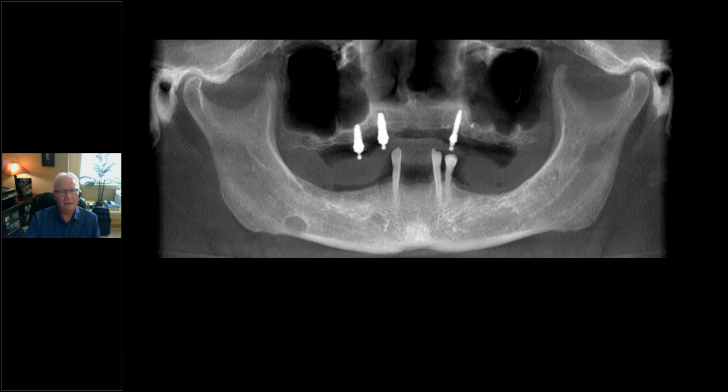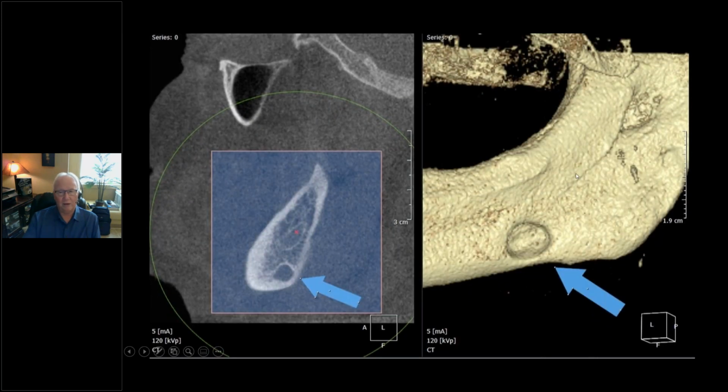How do I know that? Well, with cone beam, it's real easy. All you do is a 3D rendering. We're looking from the tongue side, and there is the anomaly. It's where the salivary gland tissue has remodeled the inside, and they can take all kinds of shapes. Normally, they're below the inferior alveolar nerve canal, but they can meander into the gonial angle area. They can be above the canal as well.